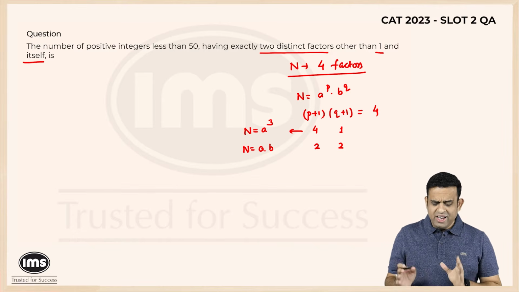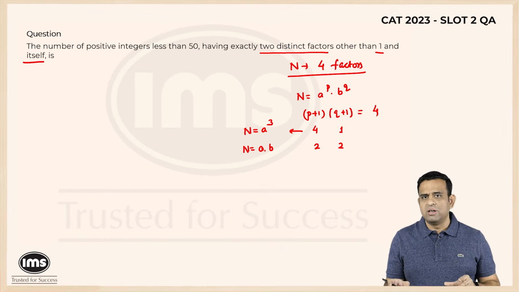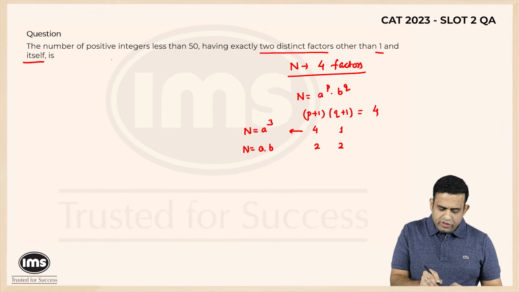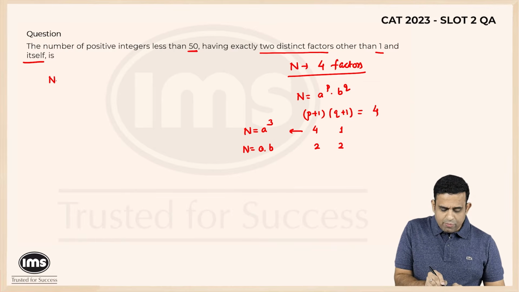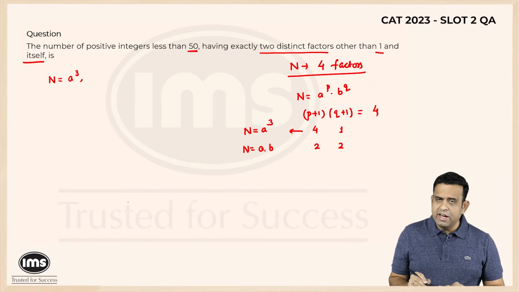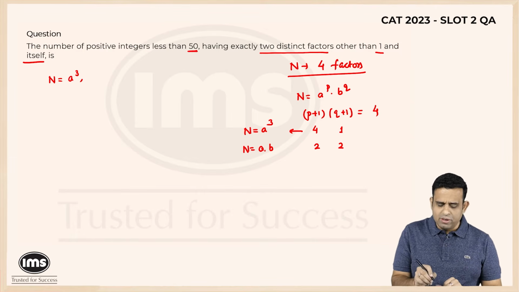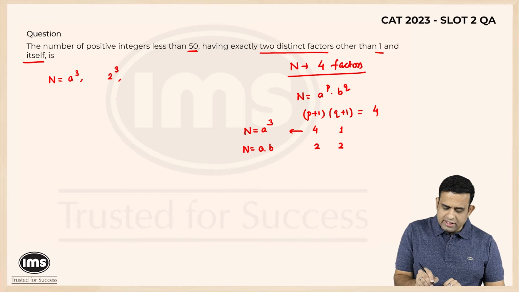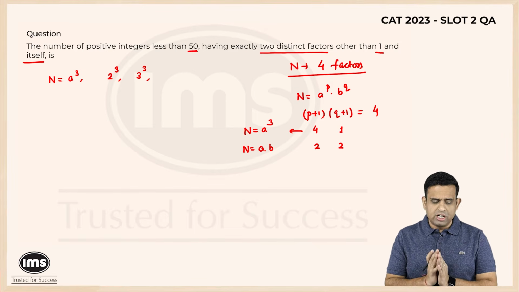Now, again, this being a tricky question, there could be a high chance of someone missing out on some numbers. And please note, we have to concentrate on the positive integers which are less than 50. So first of all, if I look at the number of the form a cube, as I told you, a needs to be a prime factor of the number. That means a needs to be a prime number. So we can have 2 cube which is less than 50. We can have 3 cube which is less than 50. So we have two numbers of the form a cube which are below 50 and have exactly 4 factors.